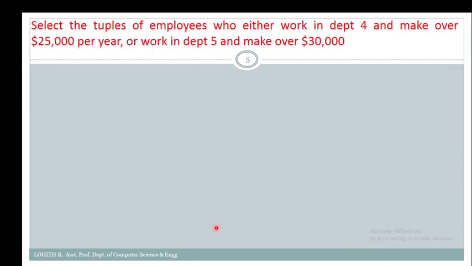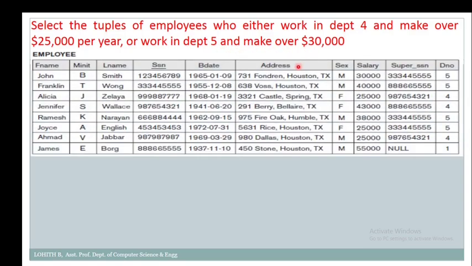Let us consider one more simple example. Select the tuples of employees who either work in department 4 and make over 25,000 per year, or work in department 5 and make over 30,000. I repeat again. We'll be using a relation called employee. Here we have two conditions: either he should be in department 4 and the salary should be greater than 25,000, or he should be in department 5 and the salary should be greater than 30,000.